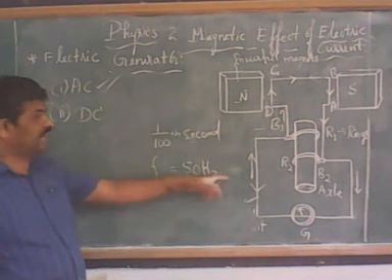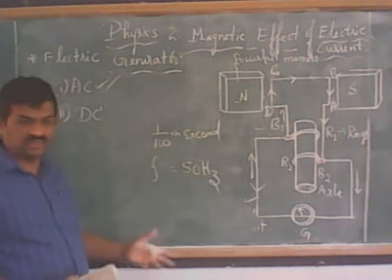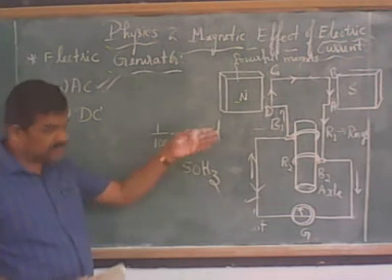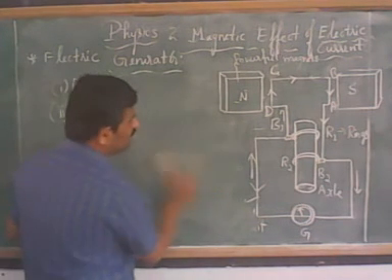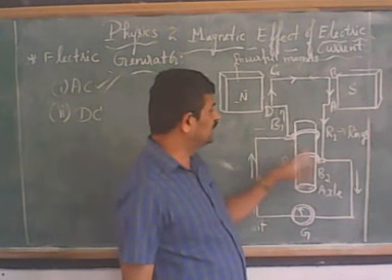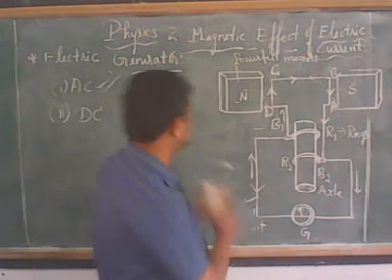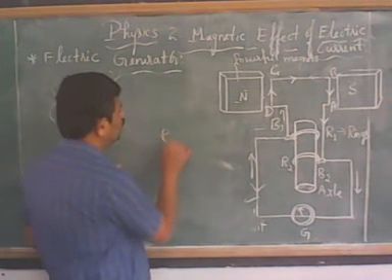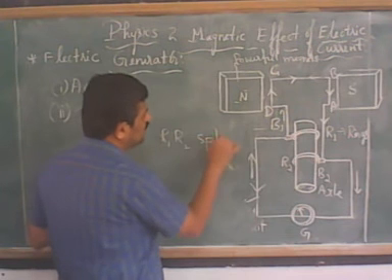How do we generate direct current in this electric generator? The device is the same, but we have to make a small alteration. Here, instead of slip rings R1 and R2, we use split rings.